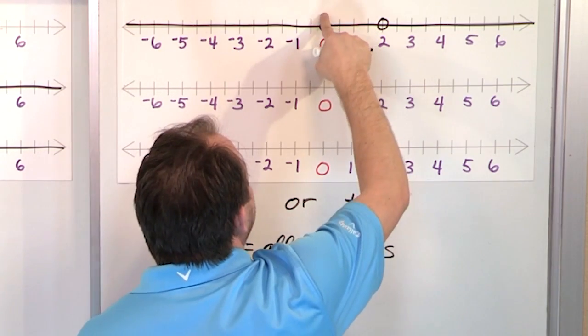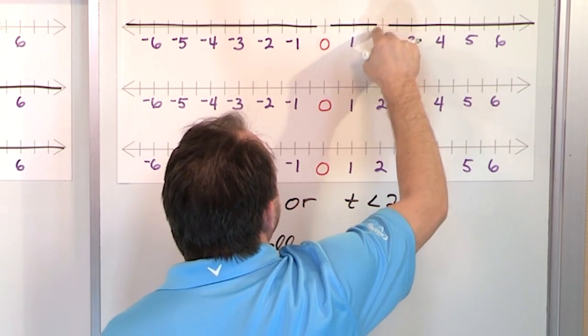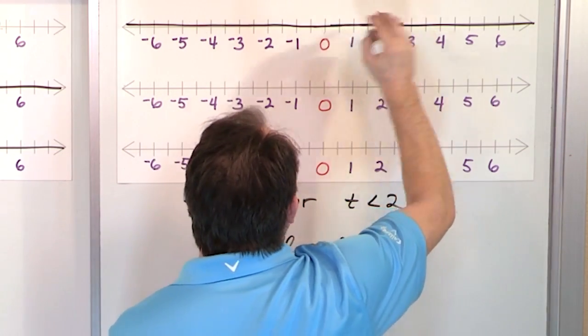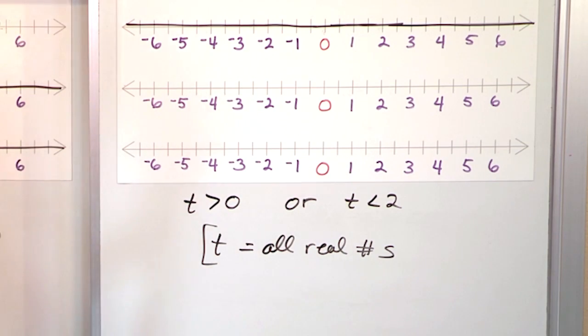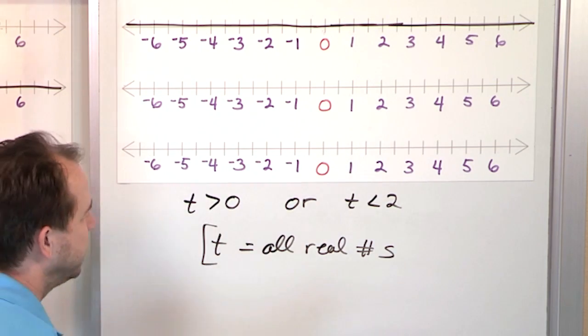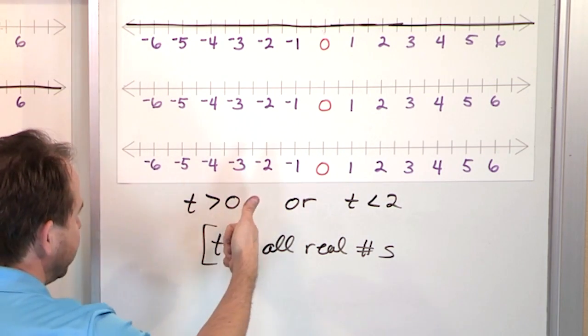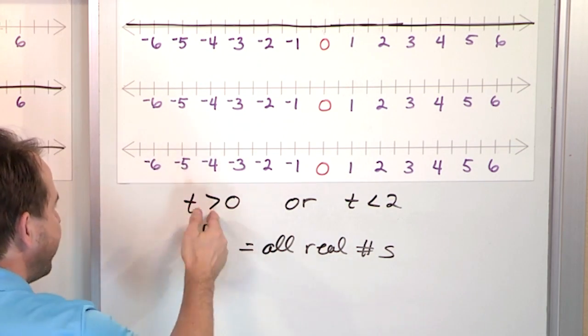All real numbers. So the way I graphed it, you don't realize this till you get started, but the circles don't really matter because actually the whole number line satisfies this or inequality. And if you want to check yourself, just pick a number. We're saying any number satisfies this. Okay, so let's pick 5. Is 5 greater than 0? Yes. Or is it less than 2? Well, it's not less than 2, but either or has to be true, so 5 works.